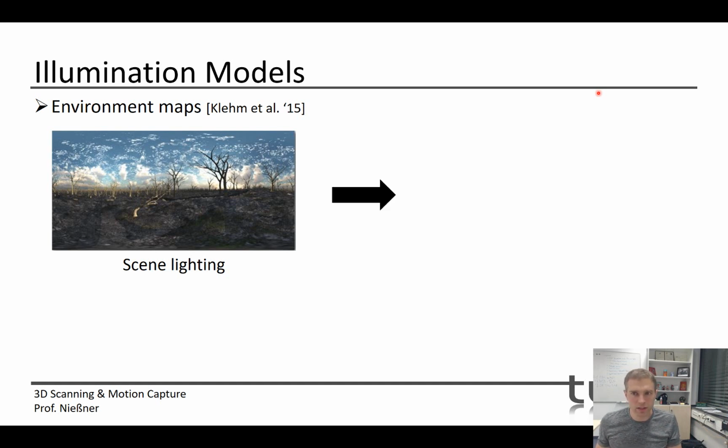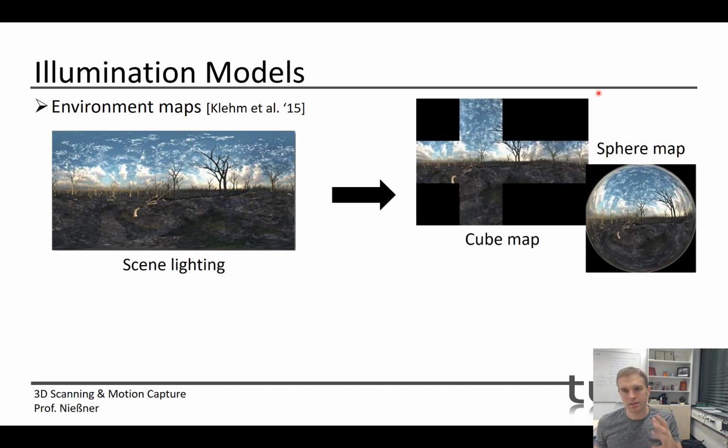And what you can do is take this incident lighting and parameterize it accordingly. There are different ways, such as cube maps and sphere maps. These are concepts typically used in computer graphics to parameterize access to the environment maps, in order to map them to the respective meshes for the final rendering. Cube maps and sphere maps are very common. There are other ideas, but these are the most common ones.